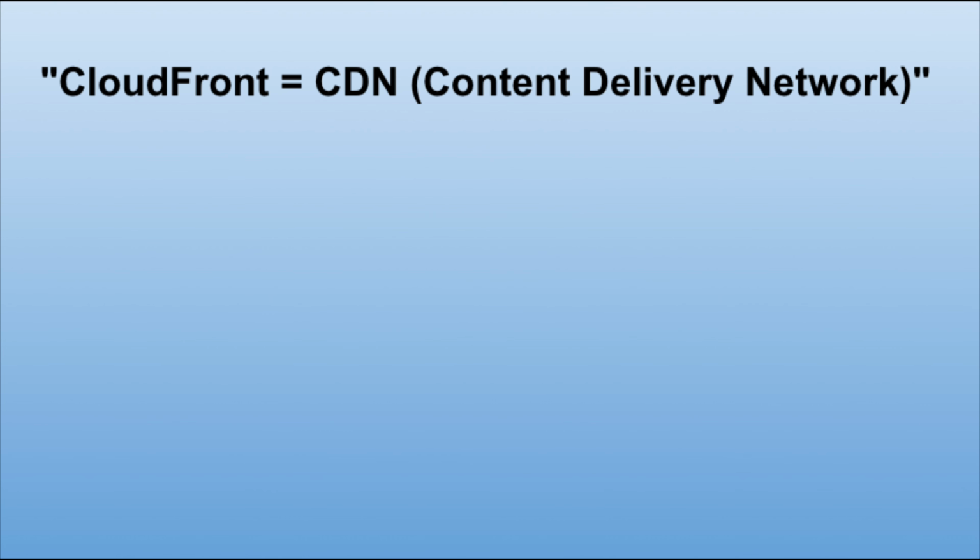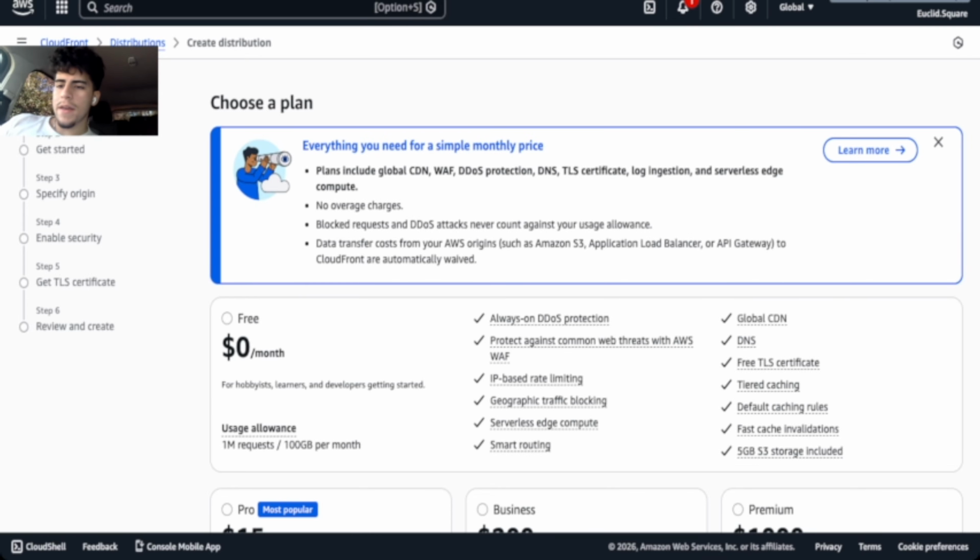So CDN stands for Content Delivery Network, and basically it makes your website way faster for users around the world. Let me explain. Here's the problem that it solves. Let's say your website is hosted on a server in Virginia, and someone in California visits your site. Pretty fast, no big deal. But someone in Tokyo visits your site. That data has to travel all the way from Virginia to Japan. That takes time, so now your website feels slow.